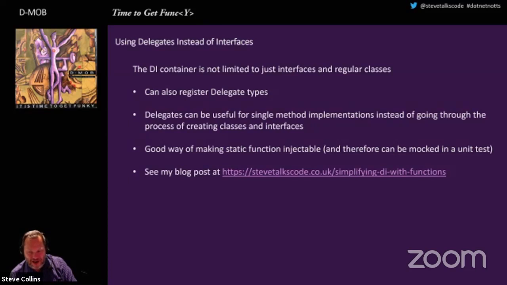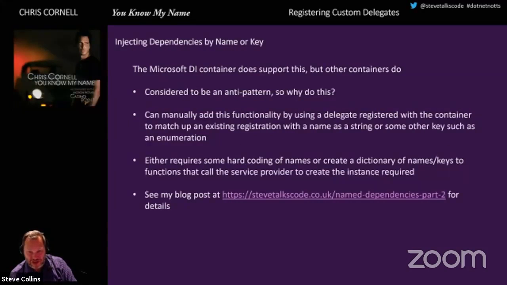I've got a URL there of the blog post I did with it, but that came off the back of another blog post I did, which was injecting by name or key. Now, this is considered a bit of an anti-pattern. So why would you do it?